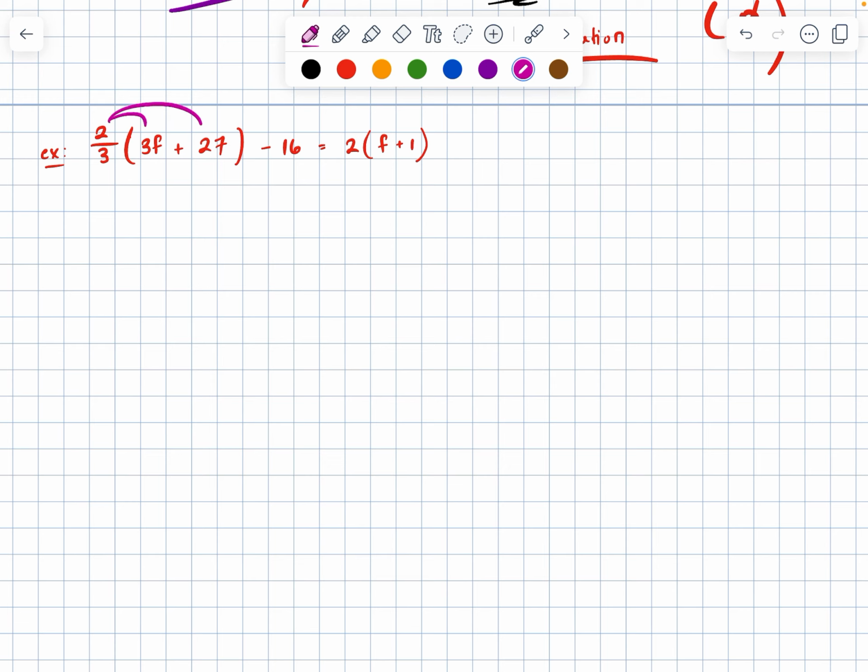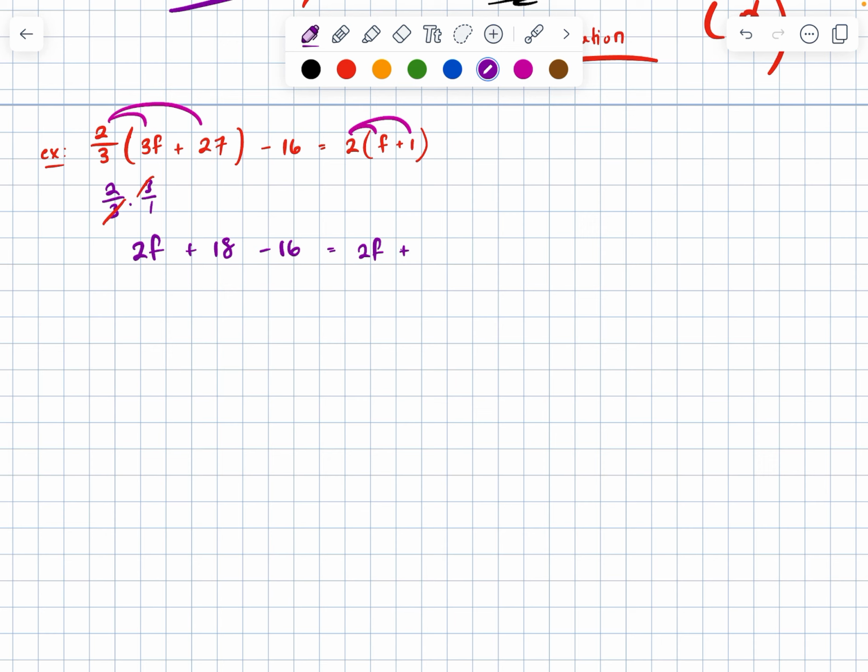Okay, so the first move that I can make, 2/3. Let's take that guy and distribute it. So I've got 2/3 times 3. Well, 2/3 times 3 over 1. I have 3 and 3. These guys cancel. I'm just left with 2. So this is 2f. And then 2/3 of 27. Similar process here. That should be 18, right? So 27 divided by 3 is 9 times 2 gives us 18 minus 16.